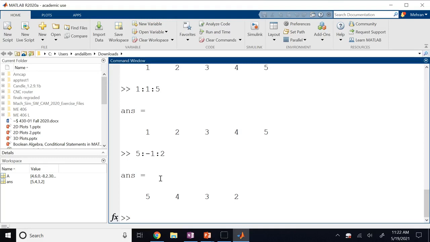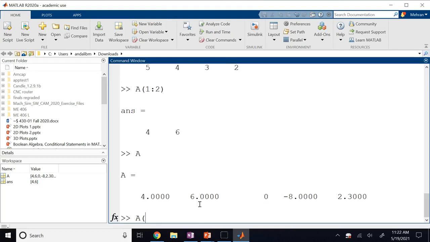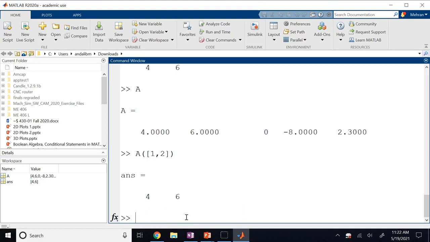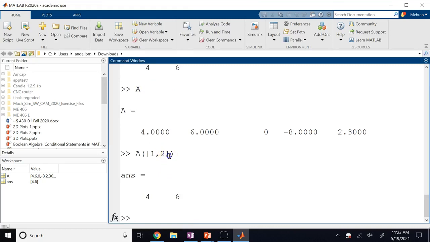So now when I say A of 1 to 2, it's the same as, so you see here, these are the first two entries of A, correct? 1 and 2. That's the same as I say A of what? 1 and 2. That's the same as I create a vector 1 and 2 and then say what's the value of A at those indices, and it says it's what? 4 and 6, right?